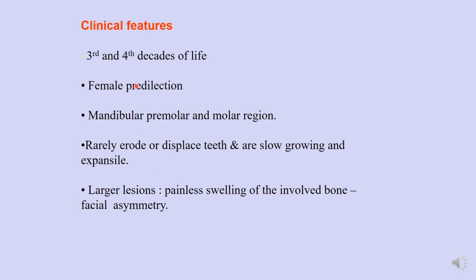Clinical features: it commonly affects the third to fourth decade of life. A female predilection is again seen. The mandibular premolar and molar region is the most common area. It rarely erodes or displaces teeth and is slow growing and expansile. These patients come with a swelling of the jaw or the mandible, and when you examine them and do the radiograph, you will be able to identify these lesions in these areas. Larger lesions are generally painless swellings of the involved bone. The chief complaint of the patient is usually asymmetry.